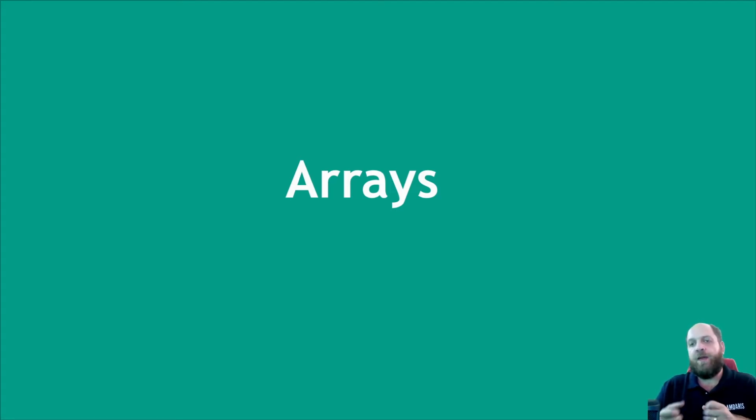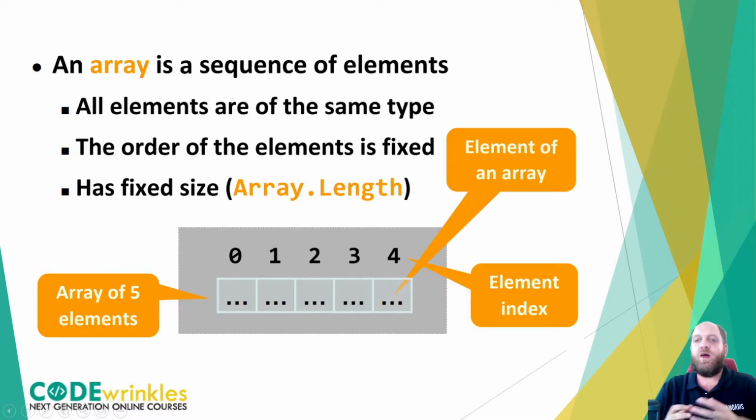But at a later point, we will also discuss other collection types like lists or dictionaries or stacks and queues and things like that. But let's start with arrays for now. The first thing that we would have to know about arrays is that they are a sequence of elements, so nothing more than that.